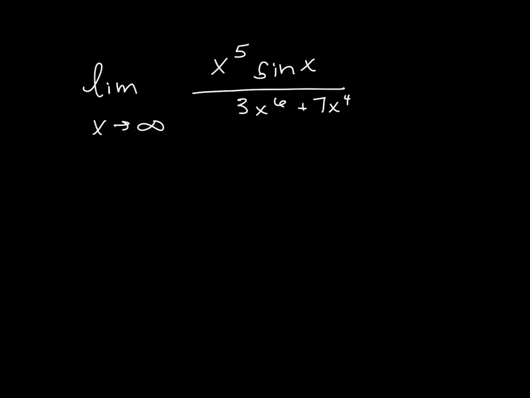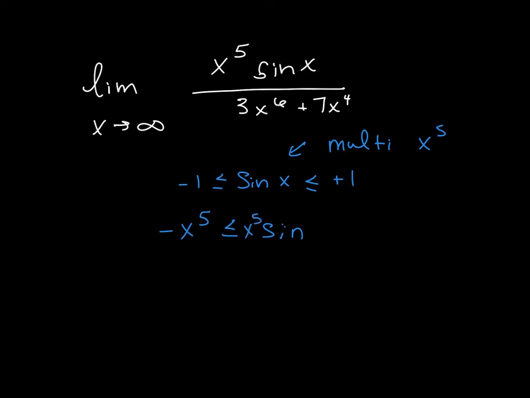Let's go ahead and do another one. And remember, the same principle holds true here. We know that the sine of x is bounded on both sides by a +1 and a -1. So what you're going to do inside here is build this function, and on the inside, we are going to multiply by x to the 5th. Then I'm left with -x to the 5th is less than or equal to sine times x to the 5th, which is less than or equal to x to the 5th.